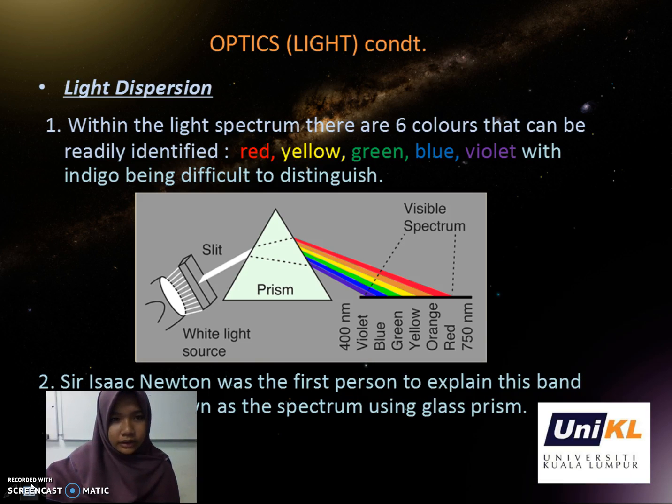In light dispersion, firstly, within the light spectrum there are 6 colors that can be readily identified, such as red, yellow, green, blue, violet, and indigo, which is difficult to distinguish. Sir Isaac Newton was the first person to explain this band of colors known as the spectrum using a glass prism. There is a picture that you can see.